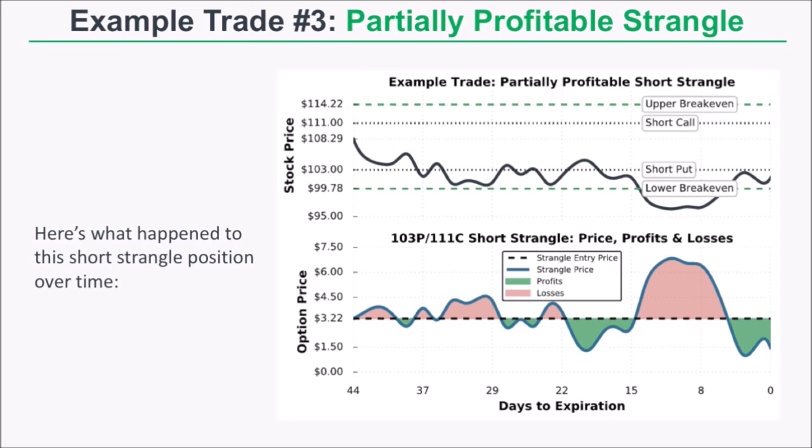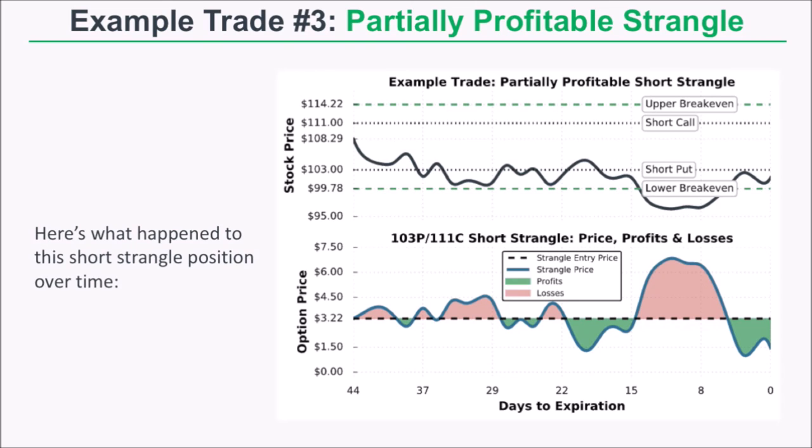Since the short put is in the money at expiration, that means that the short put expires with intrinsic value, which means we don't make full profit on this trade. To make full profit on a short strangle, you need both options to expire completely out of the money, and in this case, the short put expires just slightly in the money. However, since the stock price is still above the lower break-even price of 99.78, the trade is still profitable.